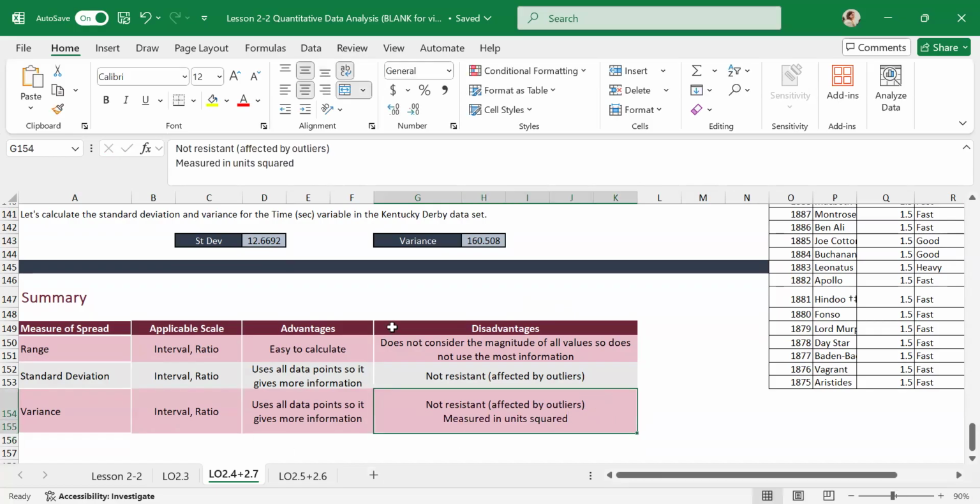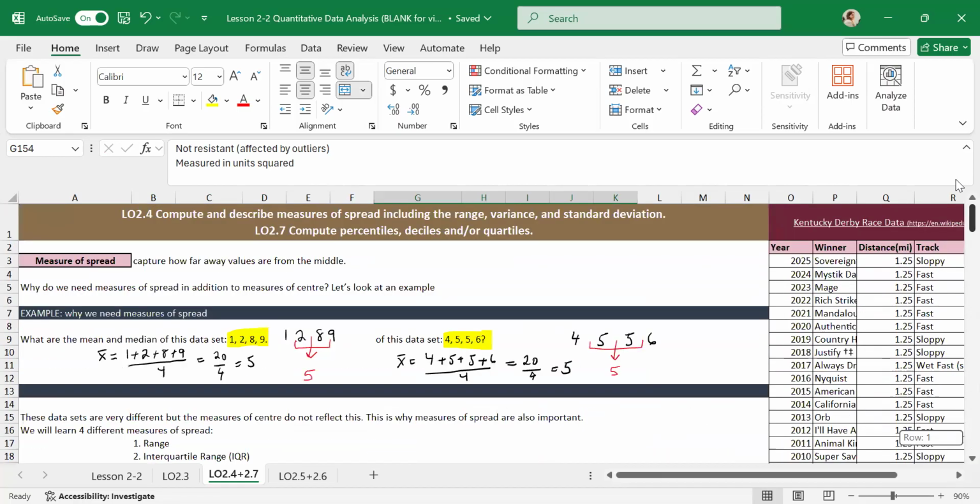And that's it for our summary of the measures of spread. Please go to the next video where we will talk about visualizations for quantitative data.